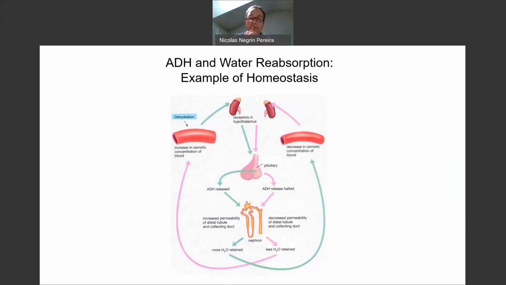Let's start on the right. When we have a decrease in osmotic concentration in the blood, there will be a signal sent to the pituitary, and the posterior pituitary will produce less ADH, antidiuretic hormone, which is going to decrease the permeability of the distal tubule and collecting duct. So less water is going to be retained.